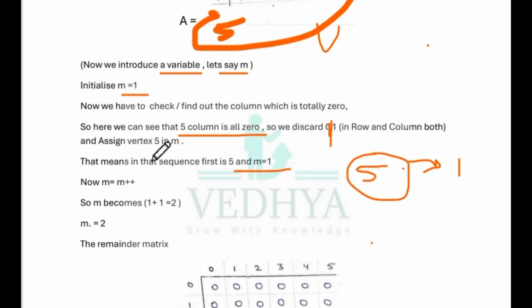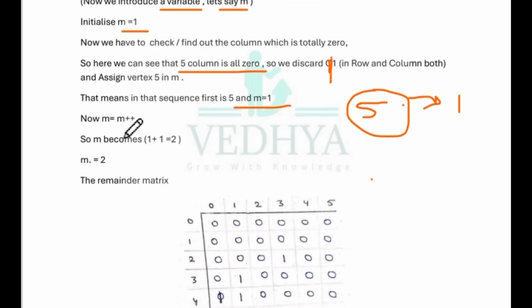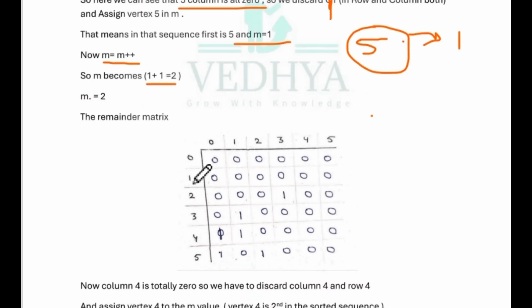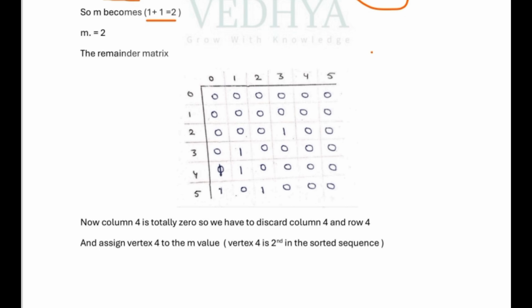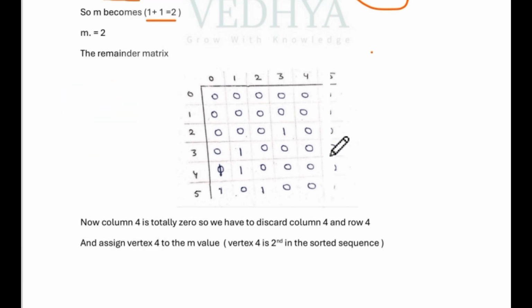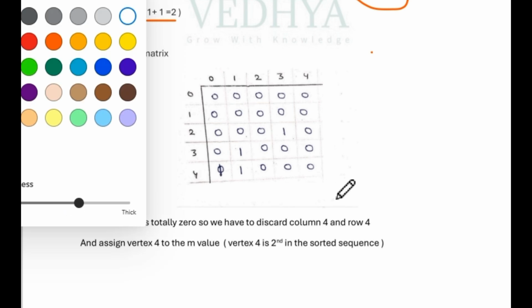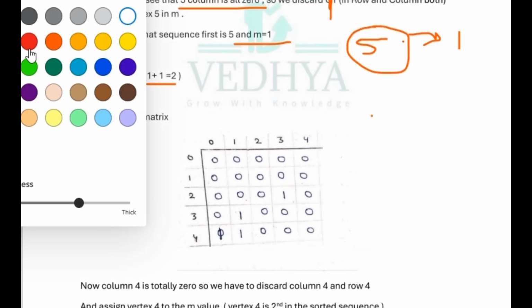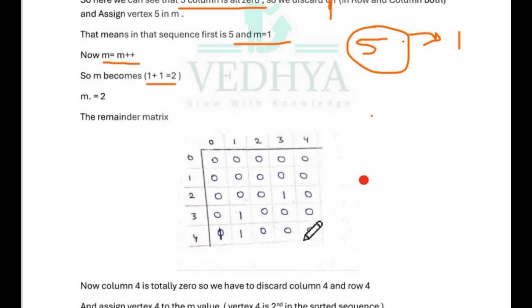Now what does the algorithm say? The algorithm says m equals m plus plus, so we increment the value of m. m becomes 1 plus 1, so m becomes 2. Now what is the remainder matrix? We exclude this column and this row, so this is the remainder matrix. Again we have to check which column is totally 0.